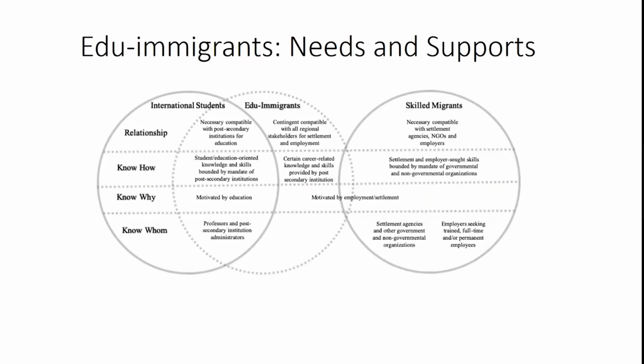So this is a complicated conceptual diagram, but I thought it would help to lay out where edu-immigrants fit in the whole ecosystem of immigration support. On the left, you have a circle that talks about international students and the relationship with other stakeholders, and then elements of the intelligent career. If you manage your career intelligently, that means you are moving forward with knowing how, knowing why, and knowing whom to actually meet your goals.